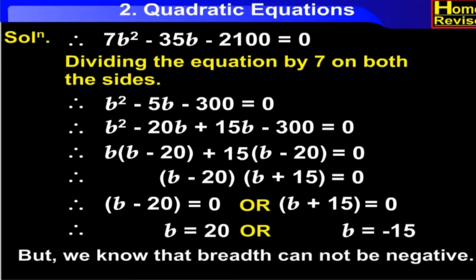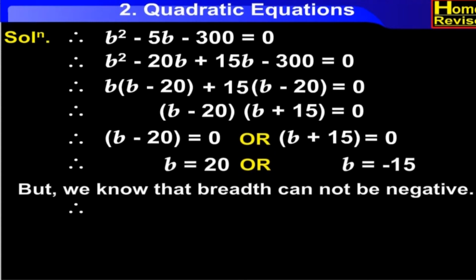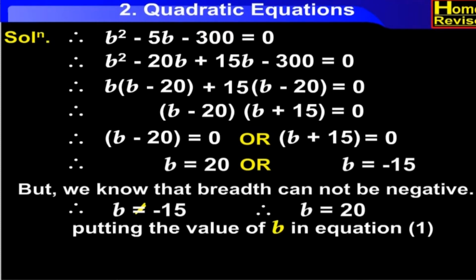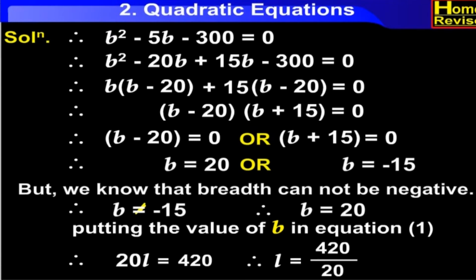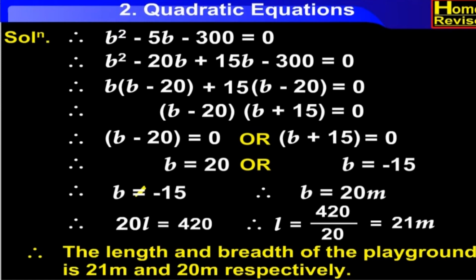But we know that breadth can never be negative. Hence, B is not equal to minus 15. Therefore, B is equal to 20 meters. Putting the value of B in equation 1, we get 20L is equal to 420. Therefore, L is equal to 420 divided by 20, which is equal to 21 meters. Thus, the length and breadth of the playground are 21 meters and 20 meters respectively.